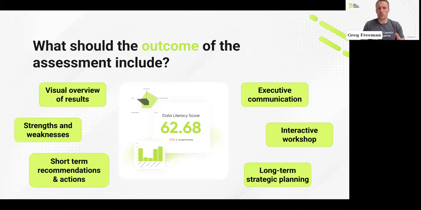So moving on now to what you should be looking to achieve through the assessment. First of all, you need the obvious stuff. If we're going to quantify this, we need a visual overview of the results. We need to be able to quantify it against a set of understood definitions and measures. That goes without saying. However, if you do this without the other things on this screen, you're going to struggle.